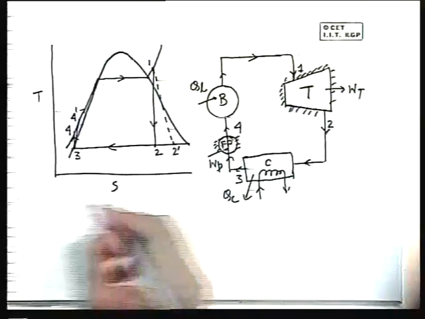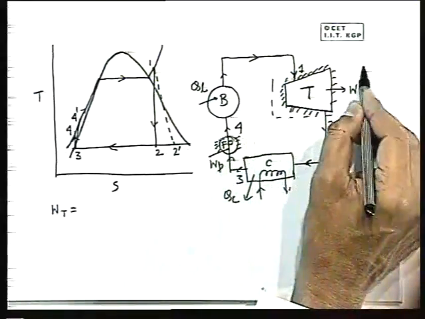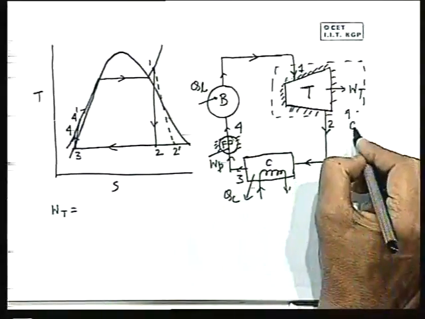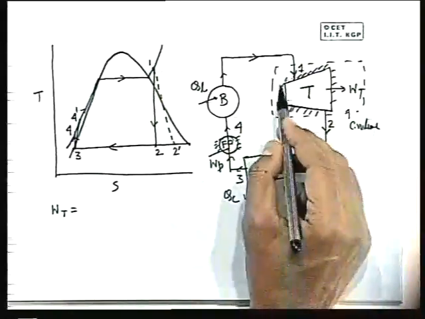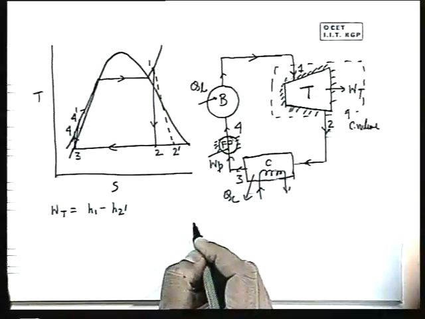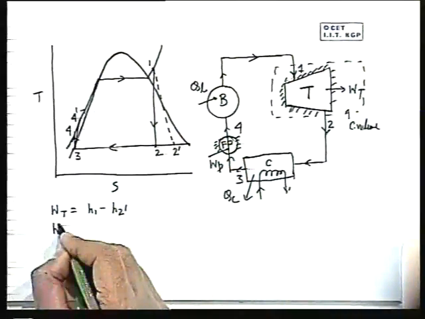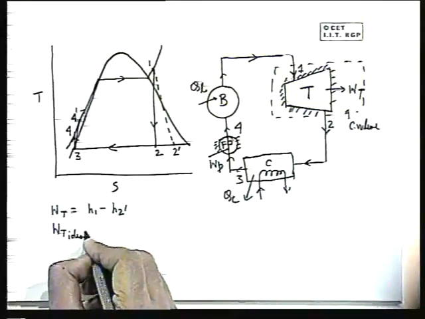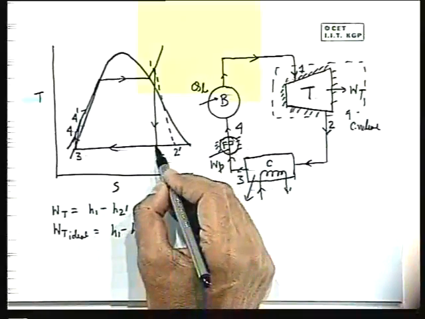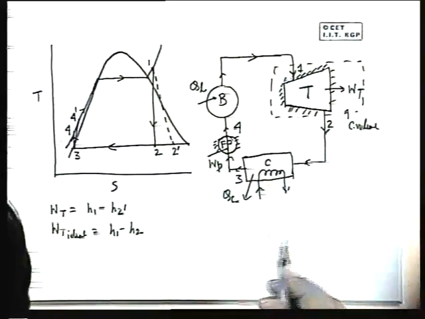Now if we write the expression for WT, considering the turbine as the control volume, then what we get is H1 minus H2 dash. So this is the actual work done. But if we consider the process to be isentropic, that is the ideal work, then the ideal work done, WT ideal, is H1 minus H2. Now you see, this H2 dash is always more than H2. If you draw this diagram in the HS diagram, that will be clear.